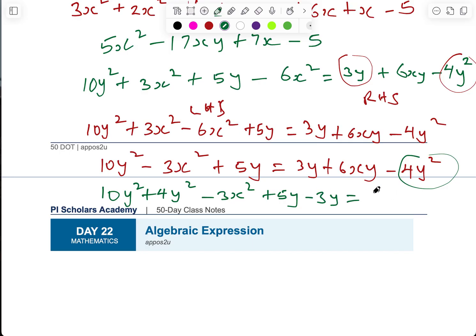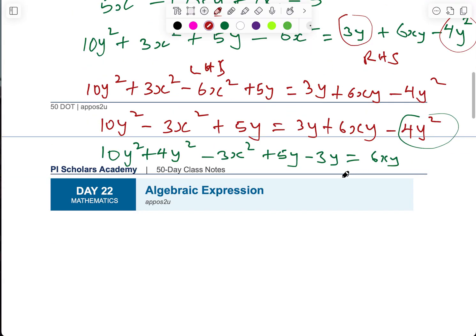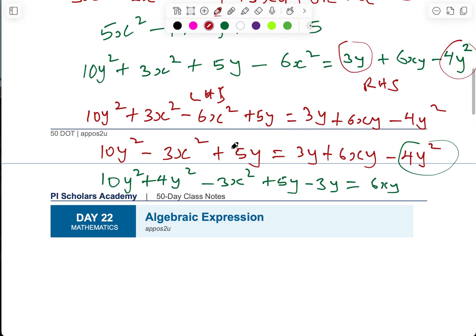You can decide to leave the 6xy on the other side. It's your choice, it depends on what you're doing. You can decide to take everything to the left-hand side, or you can decide to leave them. It's just based on what you want. Just follow the rule. When you're crossing over from one side of the equation to the other, you always have to do a change of sign. But when you're not crossing over, even if there's the equal to sign, you still maintain the same sign as long as you're not crossing over.